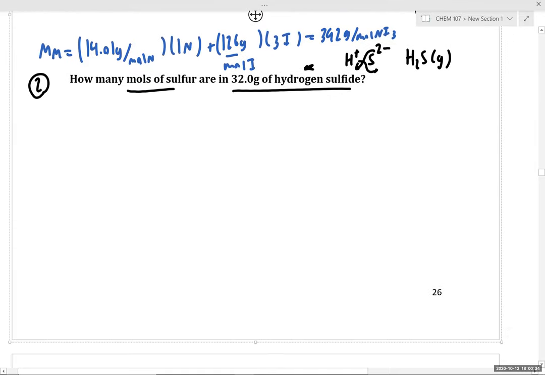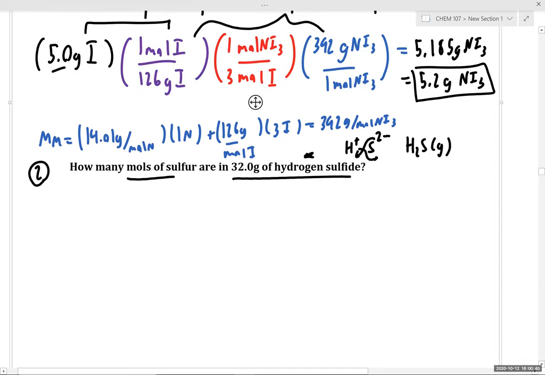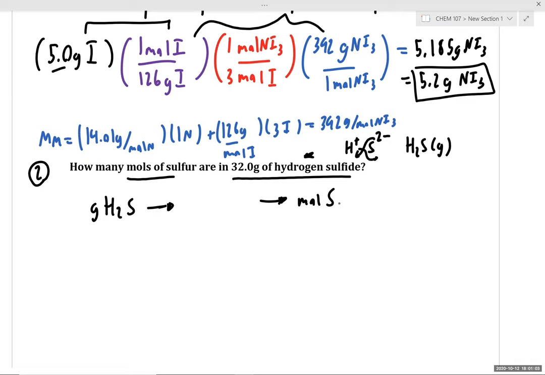Okay, so let's talk about this second example. We're asked to calculate the moles of sulfur in 32 grams of hydrogen sulfide. So we're trying to go from the grams of hydrogen sulfide to the moles of sulfur. And if we're given the mass of a compound and we want to calculate the moles of an element, what intermediate units are we going to go through? Moles. Yep. And more specifically, we're going to go through the units of moles of hydrogen sulfide.